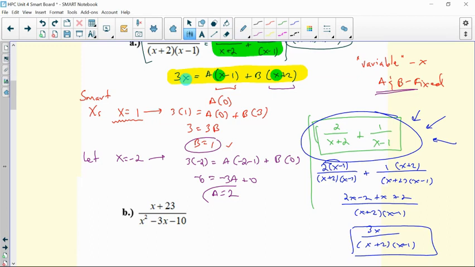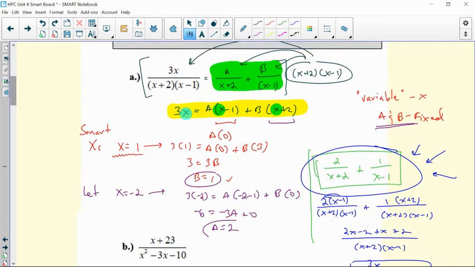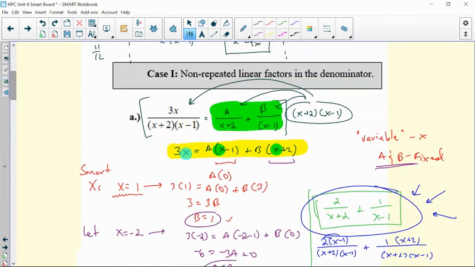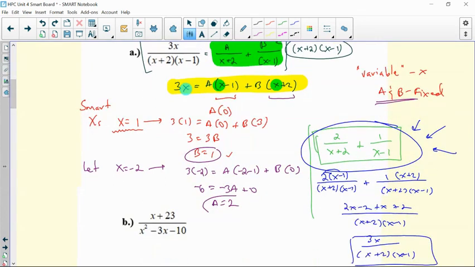And it did say the very first type is a non-repeated linear factor. So that means there's only one of them, and the factors are linear. They're not quadratic, they're not cubic. There are so many different cases, but this first case, the most simple case, is that they don't repeat themselves, but yet they're all linear.